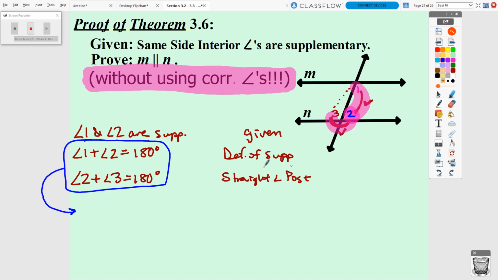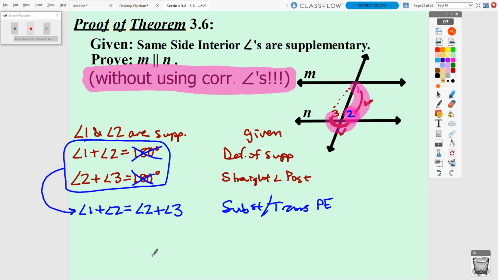So that tells me that angle 1 plus angle 2 is equal to, I'm not going to write 180, I'm going to write what else 180 is equivalent to, which is angle 2 plus angle 3. And so again, substitution or transitive property of equality, you pick which one makes the most sense to you, because either one of them applies here. And again, we need to get rid of that angle 2. We couldn't get rid of it right now, but we can in the next step, right? We can use that good old subtraction property of equality. Subtract angle 2 on both sides.